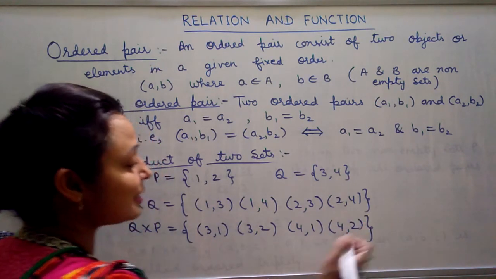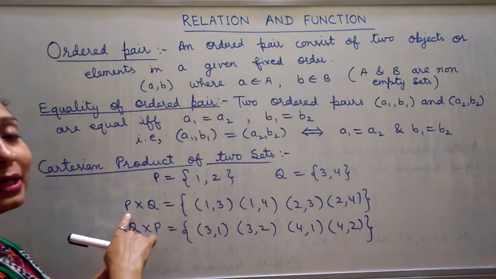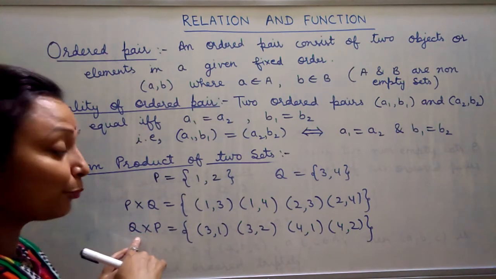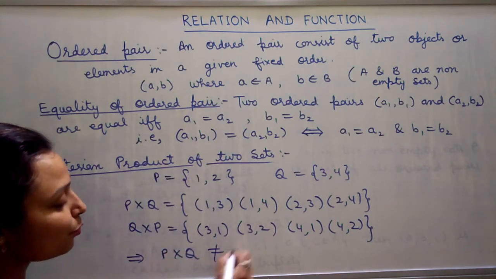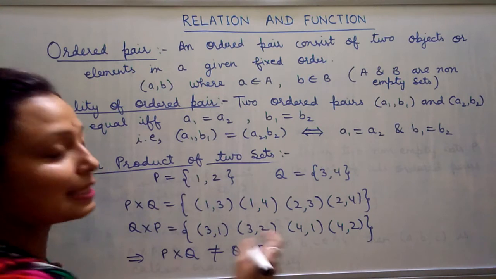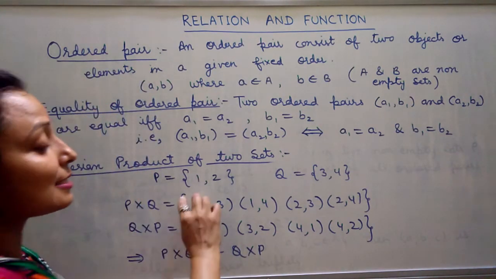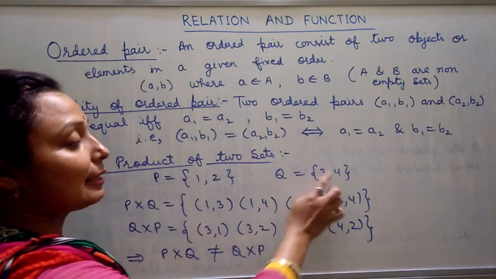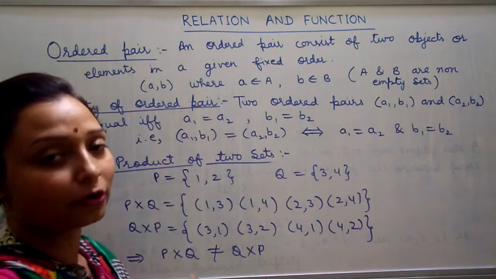So I will take this ordered pair like this. In this, the first element is from P, and in this, the first element is from Q. That means P cross Q is not equal to Q cross P, right? So this is the way to take the product. Ordered, this is the combination of all ordered pairs present in this and this set. This is a set of all ordered pairs.